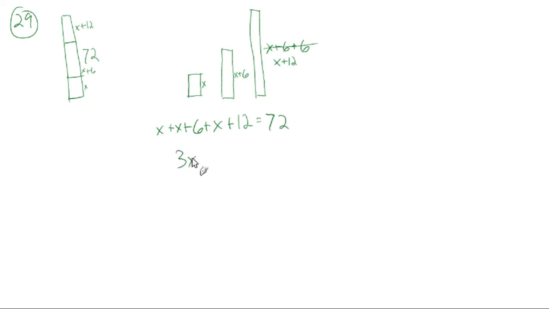And so now we'll put these together. We got three X's here. We got 6 plus 12. That's going to be 18. That equals 72. We'll subtract 18 from both sides, and we'll get 54. Just had to double check that.